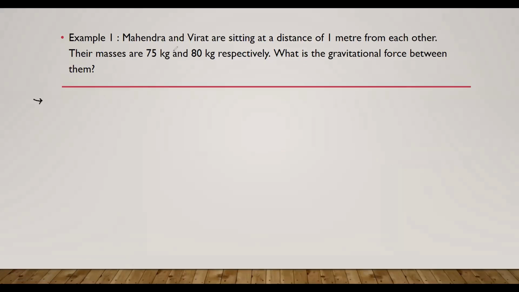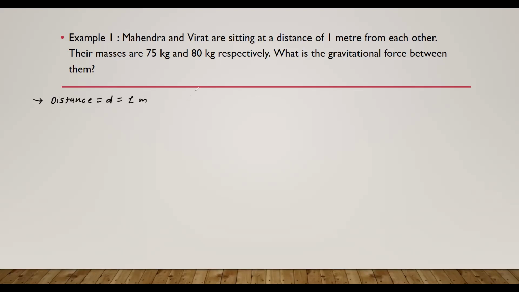So let us see. Mahendra and Virat are sitting at a distance of 1 meter from each other. So the distance is given. इथं आपल्याला त्या दोघांमधला डिस्टन्स दिलेला आहे. So its distance d is given. So it's 1 meter.